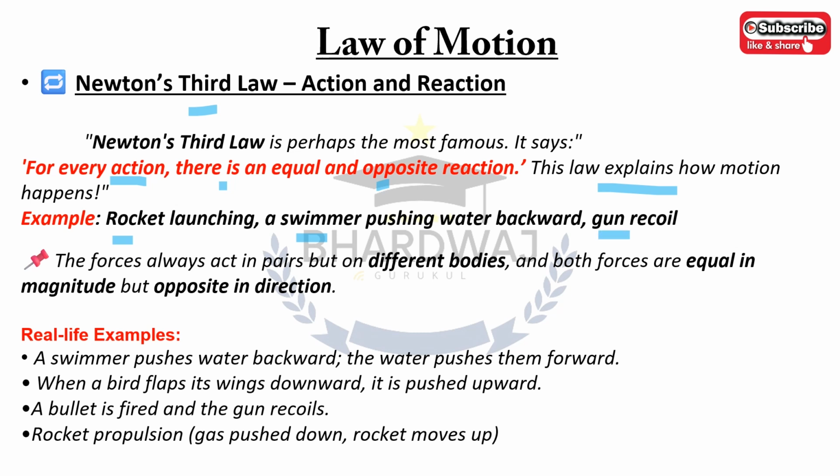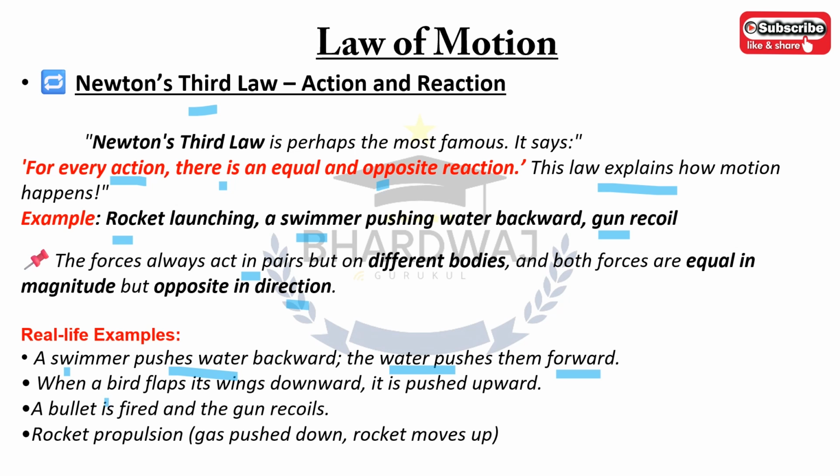When a swimmer pushes the water backward, in reaction the swimmer moves forward. The forces always act in pairs but on different bodies, and both forces are equal in magnitude but opposite in direction. A real life example: a swimmer pushes water backward, the water pushes them forward. The main reason the swimmer pushes water backward is to move forward in the water.